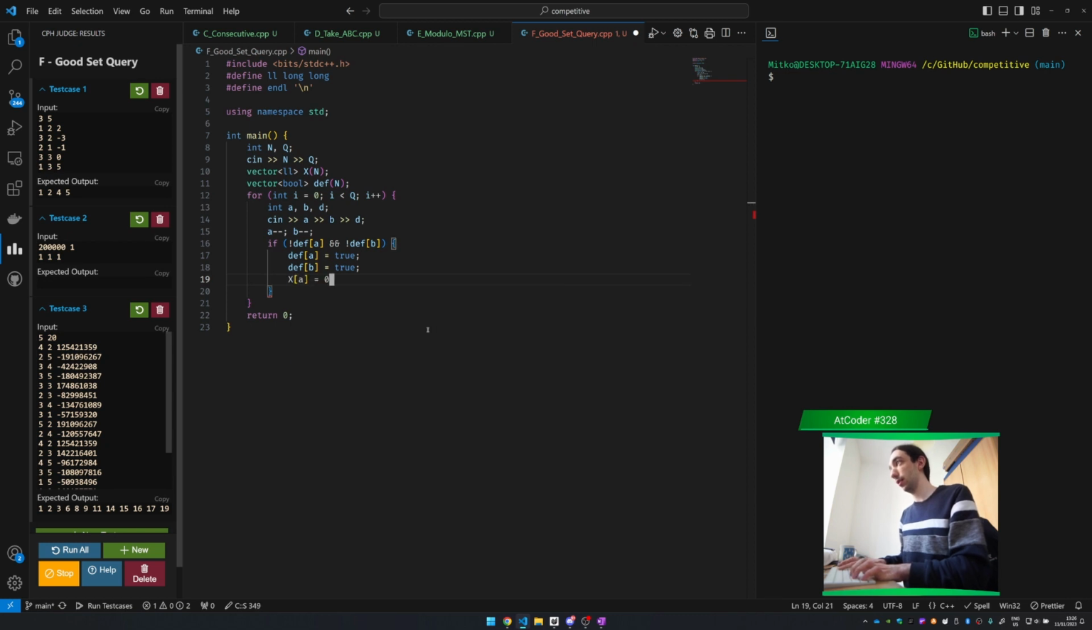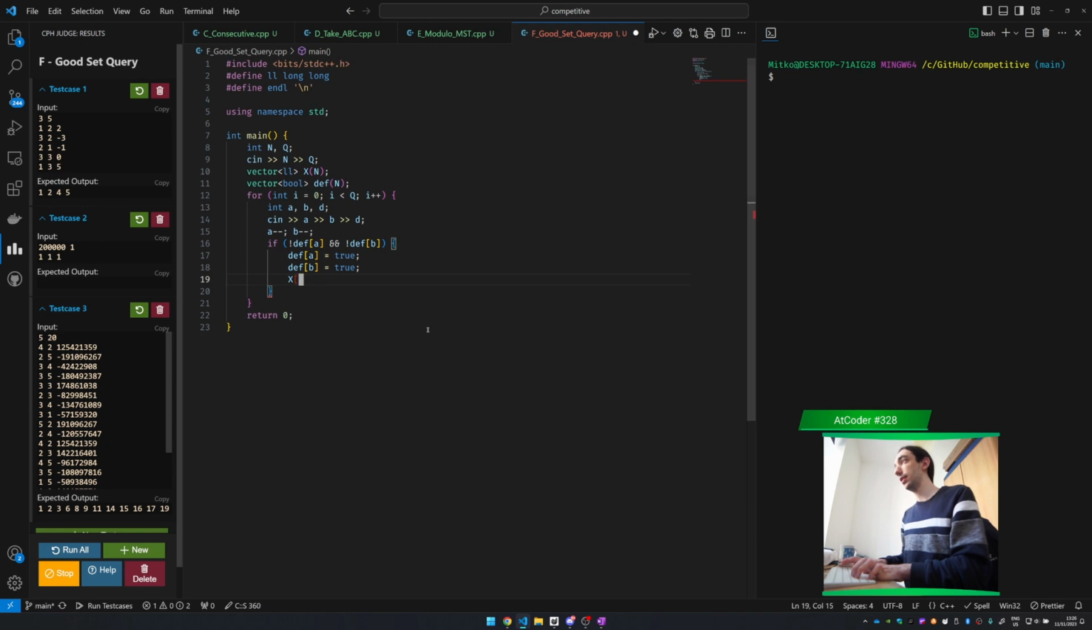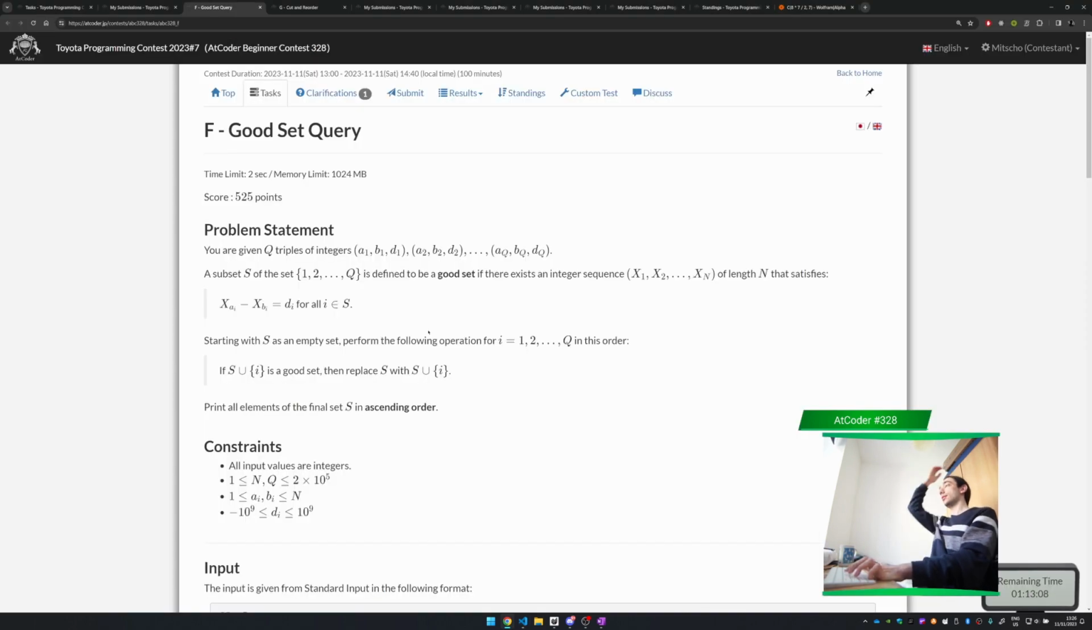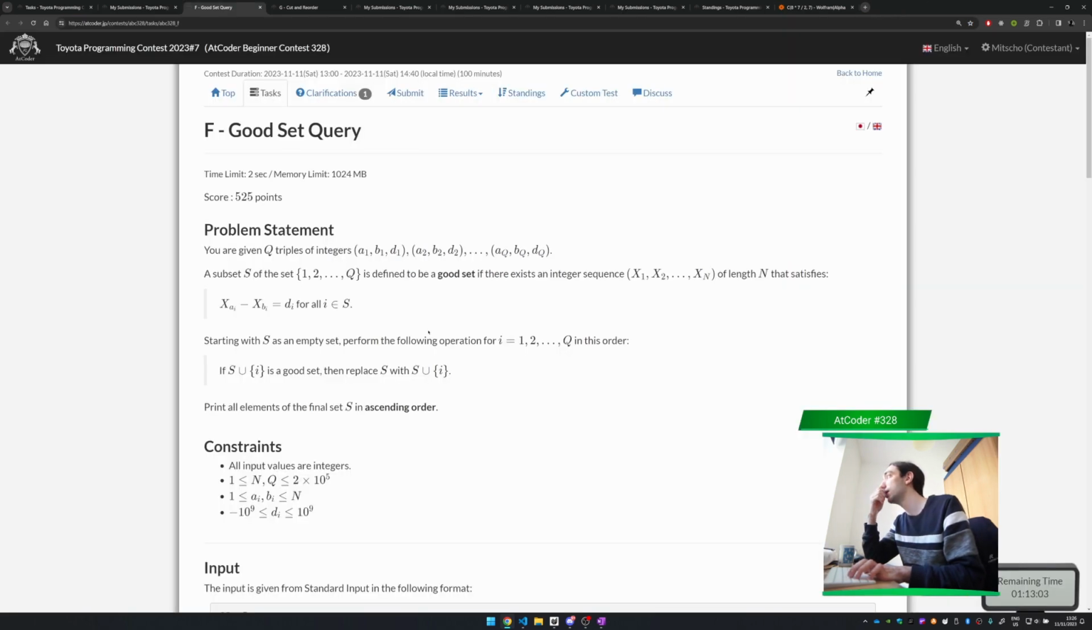X at A is going to be 0. But yeah. This is a Q. This is a. So if we do this, then yeah, this is a DSU.